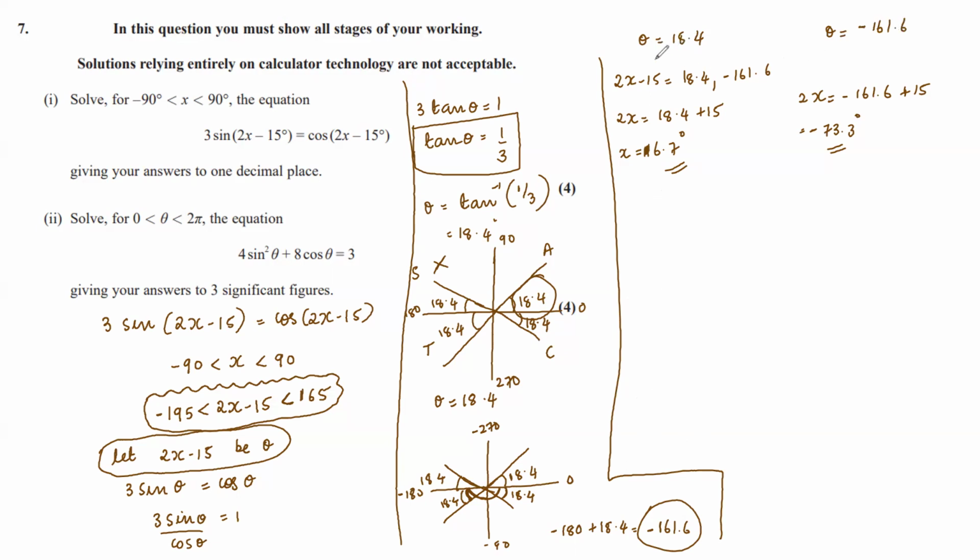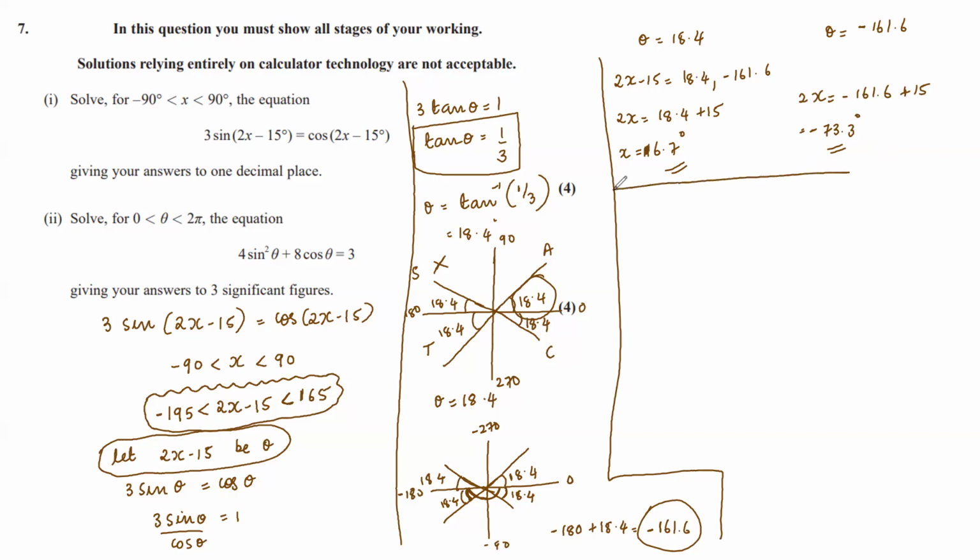Then, resubstitution here, theta was 2x minus 15. We need x here. Replace theta with 2x minus 15, equate it with 18.4 and minus 161.6. You can find out the values for x. To one decimal place, 16.7 and minus 73.3.